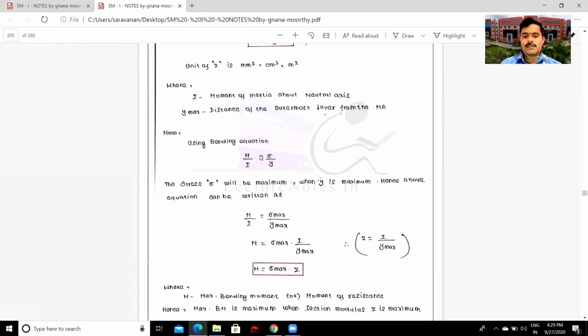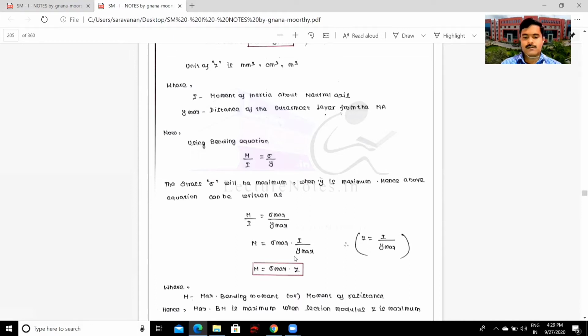Hence, the above equation can be written as M by I is equal to sigma maximum divided by y maximum. So M is equal to sigma maximum into I by y maximum. So what is I by y maximum? Moment of inertia by distance is Z, the section modulus, right? So I can substitute Z. So M is equal to sigma maximum into Z.